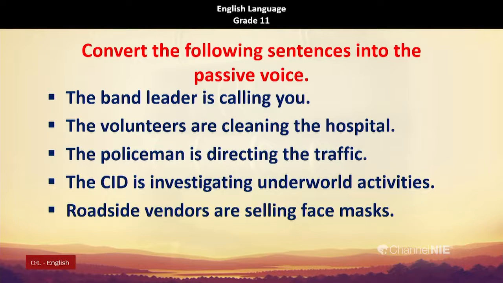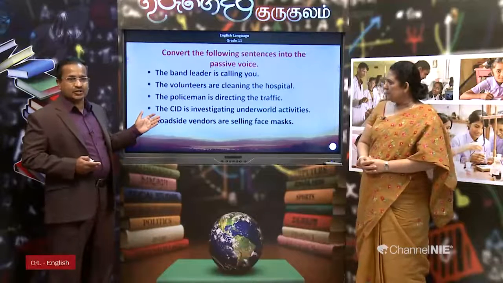The band leader is calling you. The volunteers are cleaning the hospital. The policeman is directing the traffic. The CID is investigating underworld activities. Roadside vendors are selling face masks. Okay, all these sentences are in the present continuous form.